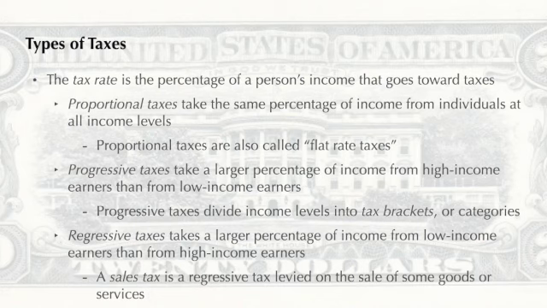These tax brackets cause the burden of the federal income tax to fall more heavily on people with high incomes than on people with low incomes. In addition, income below a certain level is not taxed at all. A regressive tax takes a larger percentage of income from members of low-income groups than from members of high-income groups. Sales taxes are one kind of regressive tax. A sales tax is levied on the sale of some goods or services.